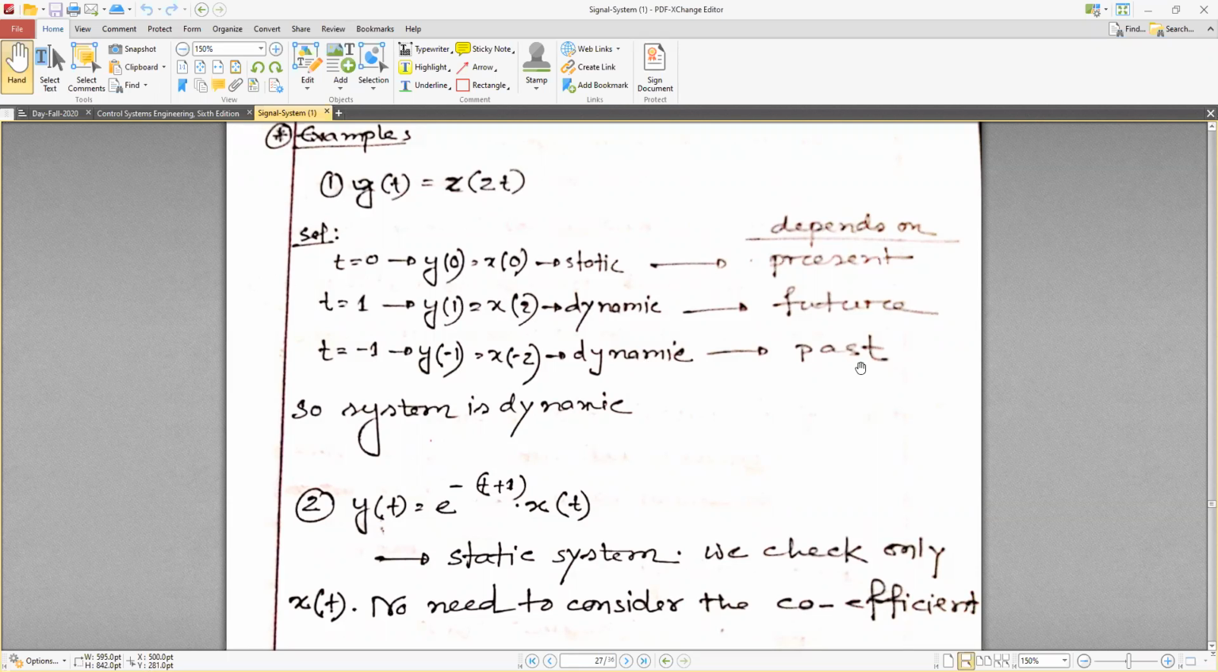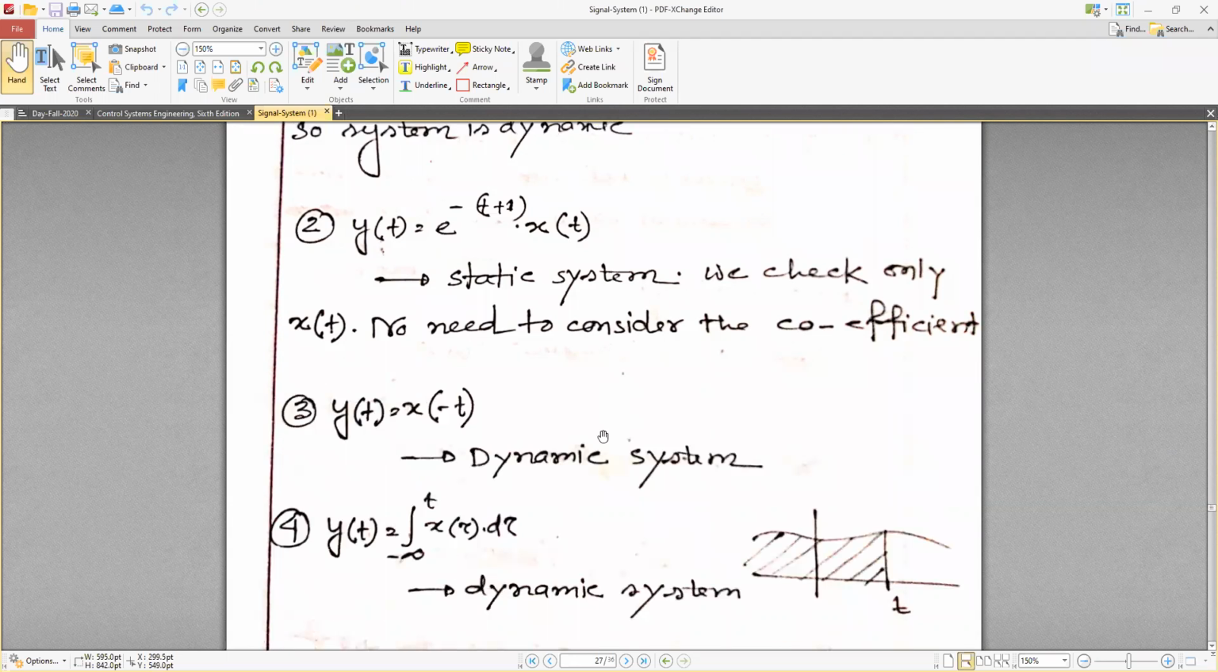So past, future, present: three things. When t is equal to 0, y(0) is equal to x(0), which is static. When t is equal to 1, y(1) is equal to x(2), dynamic because it depends on the future. And if I put t equal to minus 1, then y of minus 1 is equal to x of minus 2, which is dynamic because we are depending on the past value. So the system is dynamic.